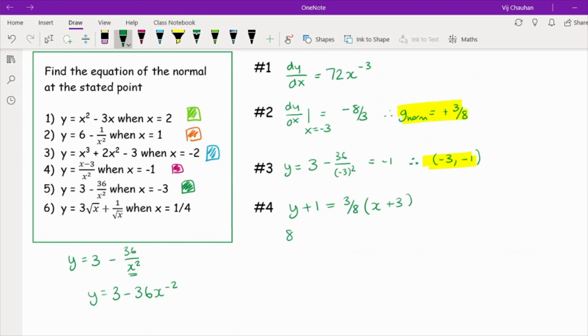Multiplying the 8 across, we get 8y plus 8 equals 3x plus 9, giving me a final way of writing this answer of 8y minus 3x equals 1.